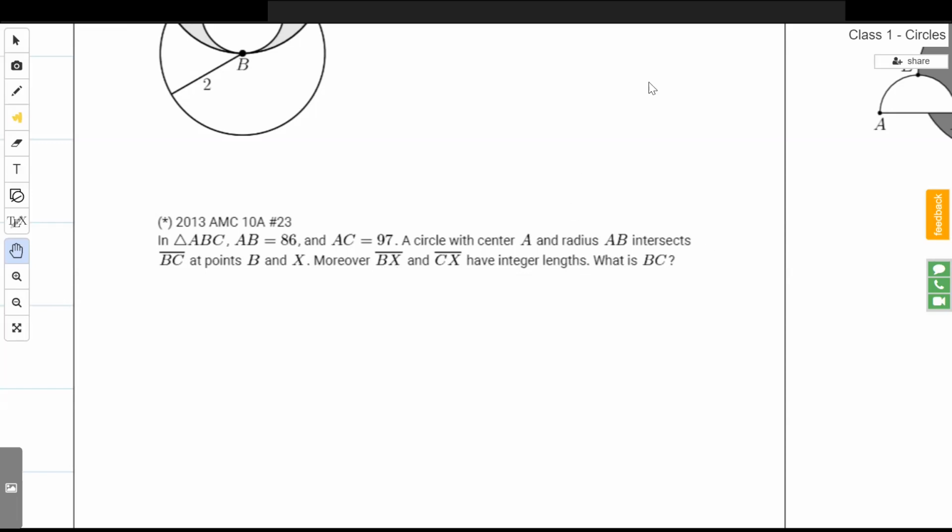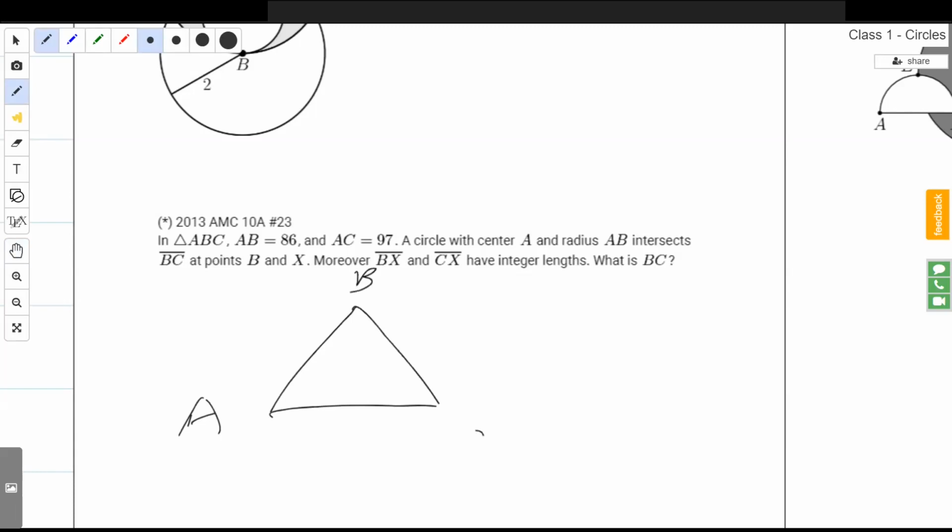The first thing you should always do when you have a word problem and it's geometry is draw the diagram. And in this case, we can just draw any kind of triangle. Usually that works. We have AB is 86 and AC is 97. So we know that the circle with center A and radius AB will intersect like here. So the radius is 86, and we have X like that, and you can draw the rest of the circle as well. It's sort of mandatory for this problem.